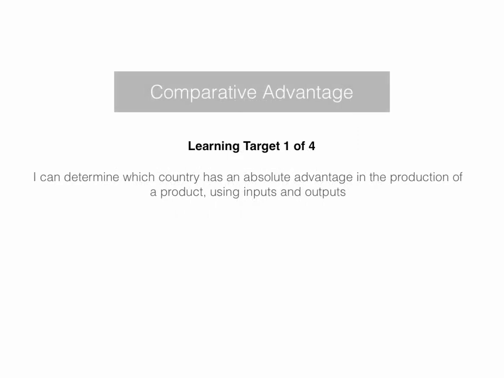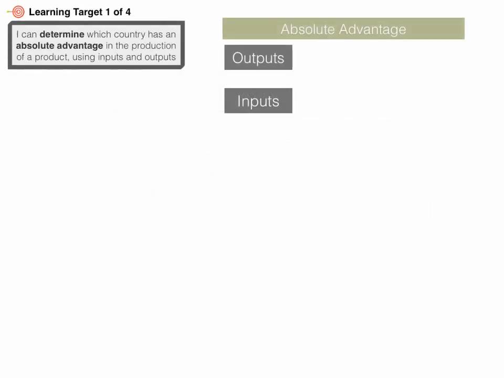But before we get to comparative advantage, let's take a look at something called absolute advantage. Be able to determine which country has an absolute advantage in the production of a product using both inputs and outputs. For this lesson, what we're doing is comparing two countries and their production possibilities. And we're simplifying it down. There's going to be two countries and two potential goods.